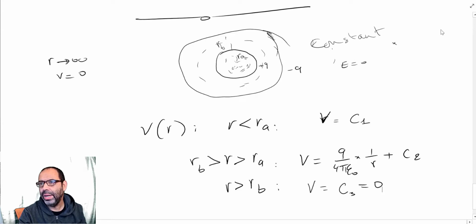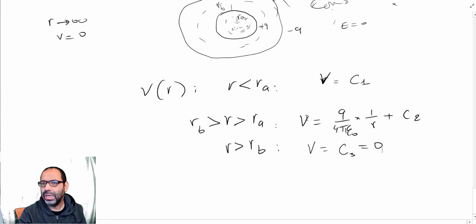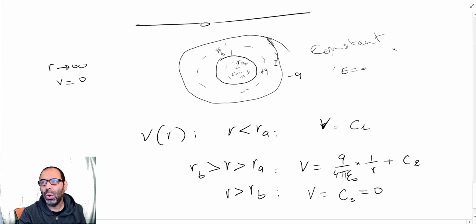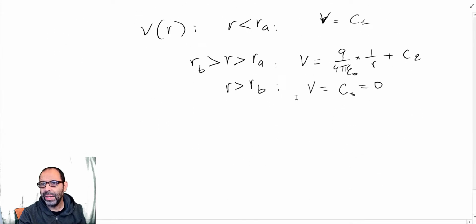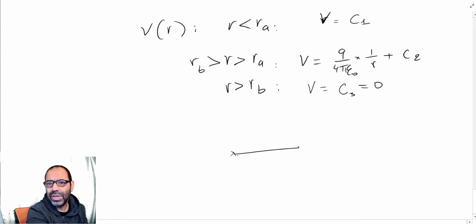Since it's 0 far away, it has to be 0 everywhere up to the point where the sphere comes into contact with it. Which means that this potential at point RB must also be 0. So V sub RB is 0 at that point. And V sub RB, I can use the expression from the inside to find it, which is Q over 4 pi epsilon naught times 1 over RB plus that constant C2. This must be 0 to satisfy the condition.